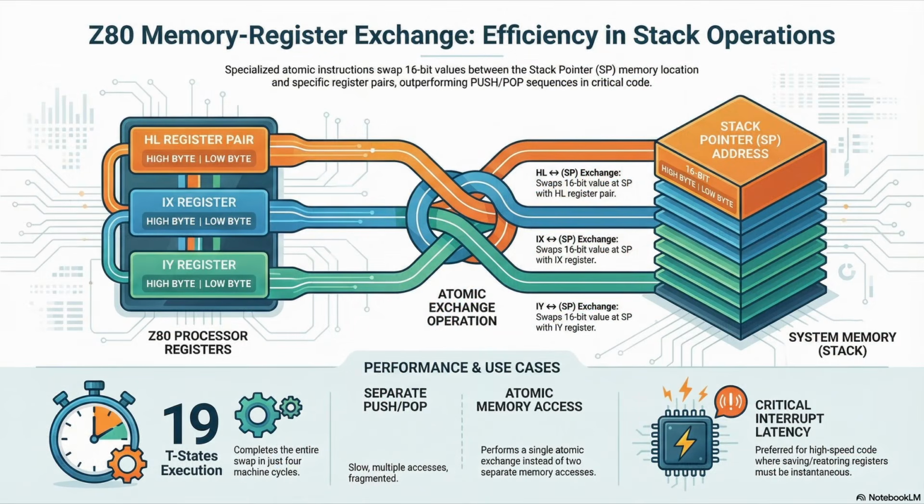Exchanging register contents with memory locations. Going beyond just swapping between primary and shadow registers, the Z80 instruction set offers memory register exchange instructions. For example, swapping the 16-bit value at the address pointed to by the stack pointer with the contents of the HL register pair. These are powerful for saving or restoring a register pair on the stack without separate push and pop instructions.